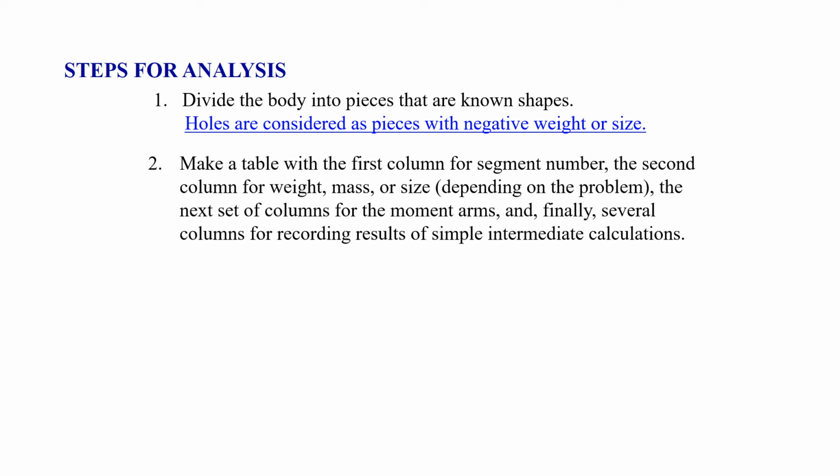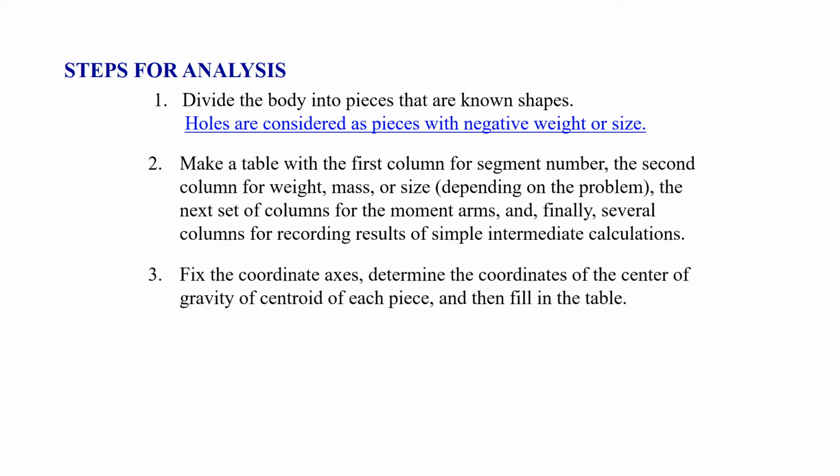We make a table, with the first column for the segment number, the second column for the weight, mass, or size, depending on the problem, and then the next column for the moment arms, and finally several columns for recording the results of simple intermediate calculations. Then we'll fix the coordinate axes, determine the coordinates of the center of gravity or centroid of each piece, and then fill in the table.